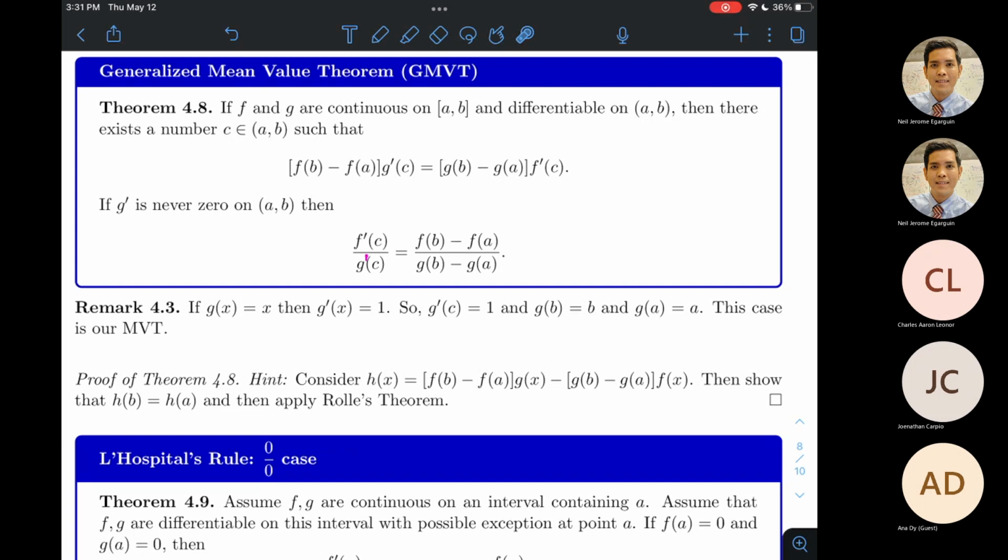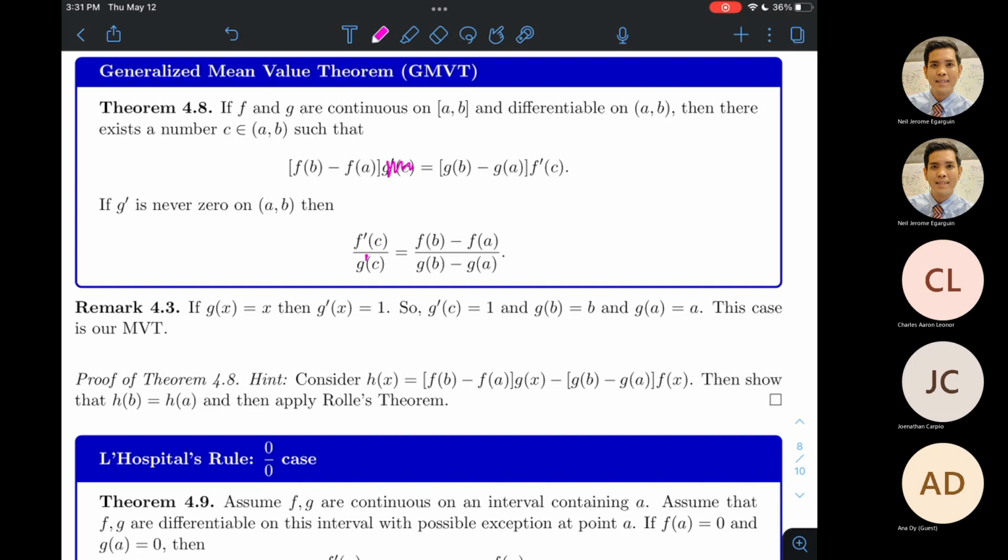Okay? Paano natin ma-realize yung MVT from GMVT? Kailangan lang nating i-set si g of x ay equal kay x. So specific case, si g of x ay equal kay x. Si g of x equals x ay continuous pa rin naman at saka differentiable, so that's fine. Mag-hold talaga yung GMVT. So sa GMVT, si g prime ay equal lang kay 1 regardless of the number x you put into g prime. Laging 1 yung derivative na makukuha natin doon sa identity function g of x equals x. So ibig sabihin itong derivative na to mapapalitan lamang ng 1.